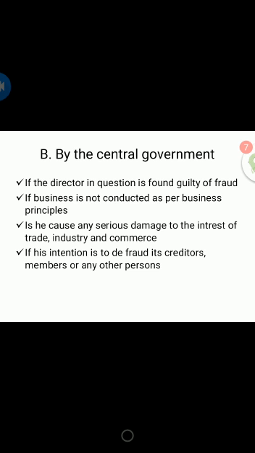The next is, if the business is not conducted and managed by the person according to sound business principles. So there are some sound business principles. These are the principles which you have to go through while carrying out your business activity. You should not go beyond these principles. If you are not going to follow all these things, you will be removed by the central government.